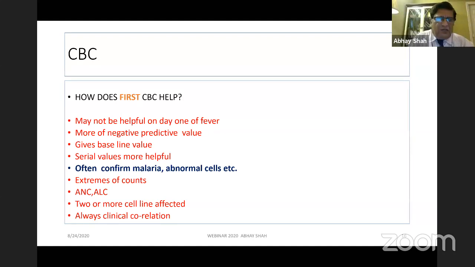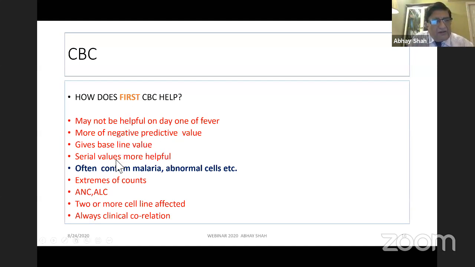Yeah, so point well taken that the first CBC done on day 1 of the fever is usually not required. But here the child has come on day 5, and not only that, the child is ill looking, therefore we will definitely go for the investigation upfront. However, the CBC will have more of a negative predictive value. And secondly, it gives a baseline value. This is very, very important in a case of dengue or rickettsia, where the serial fall in the platelet count is very significant. So it will give a baseline value.